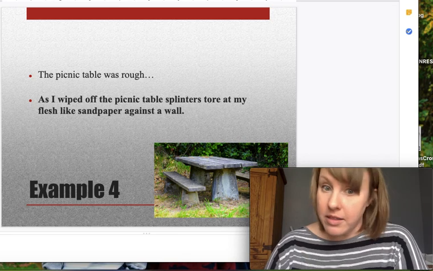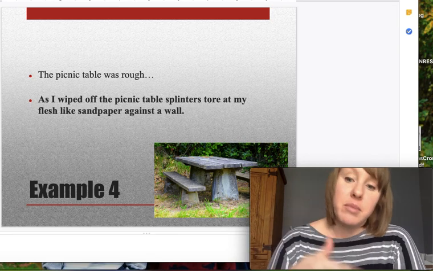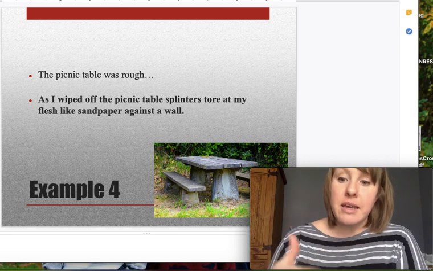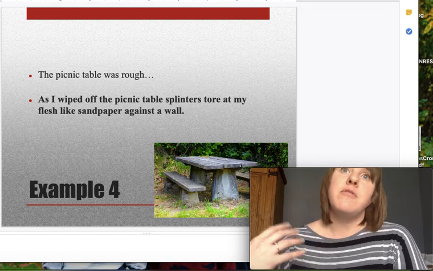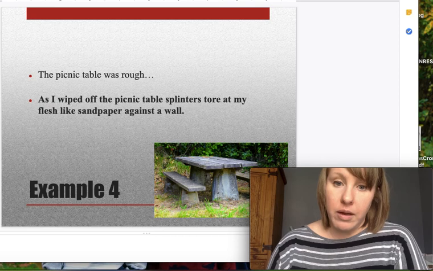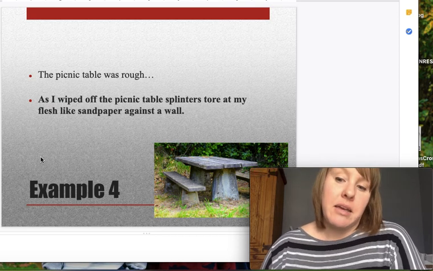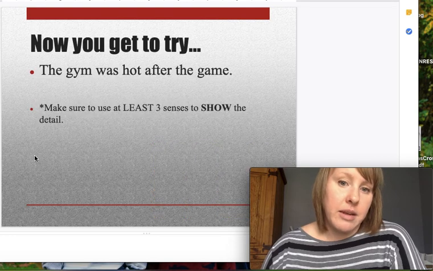And there's a simile in there, like sandpaper against a wall, because if you're making comparisons, making connections, using figurative language, you're going to allow your reader to feel like they're there with you. Okay. So just a couple, maybe take a minute and try this.